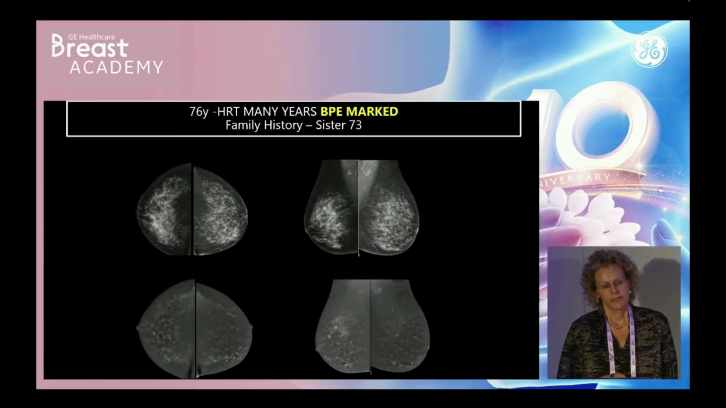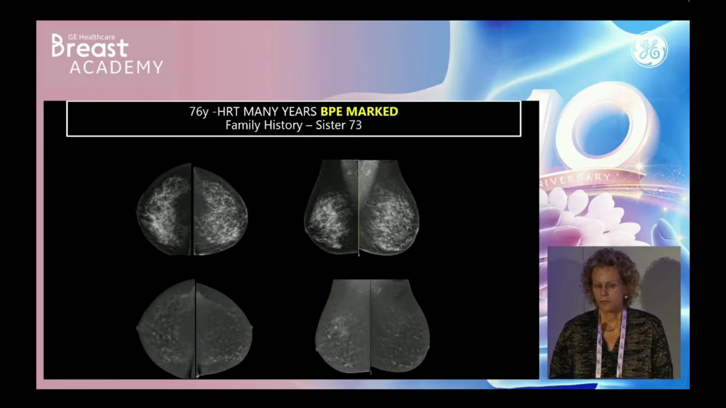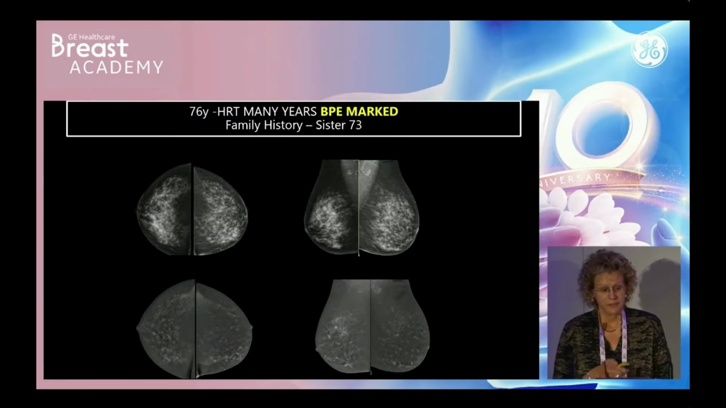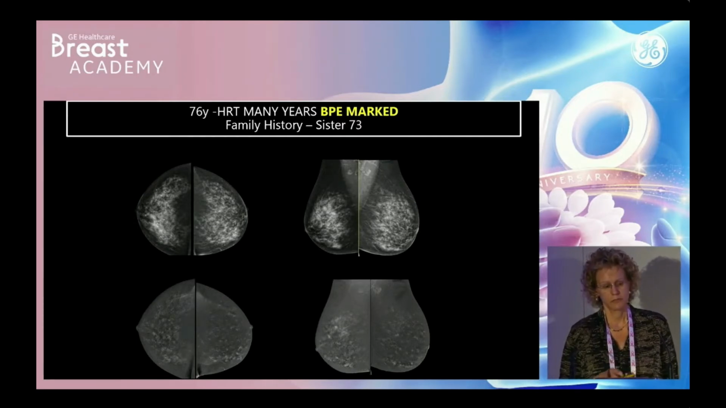For example, this is a 76-year-old woman taking HRT for many years, and she has a family history from a sister. Because she has dense breasts, we suggested contrast mammography, but we can see marked BPE. What we suggest to women who take hormone replacement therapy is to stop the therapy for 2 to 3 weeks, and then perform the study to reduce the BPE.